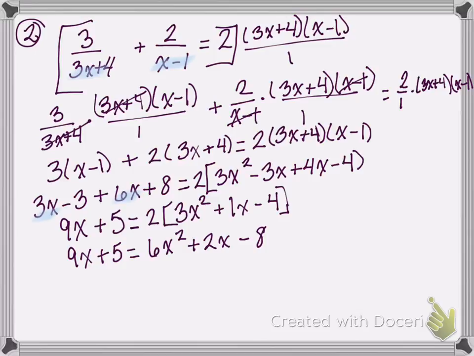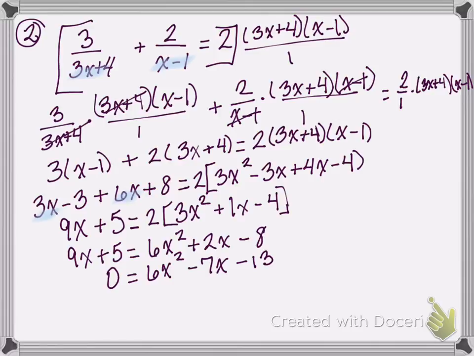So in order to solve a quadratic, I need to set it equal to 0. So what I'm going to do now is I'm going to subtract 9x and I'm going to subtract 5 from both sides. So I'm going to end up with 0 on my left side, and I'm going to have 6x squared minus 7x, and I get that 7x from subtracting 9x from both sides. Then I am also going to subtract 5 from both sides, and that's going to end up with negative 13.